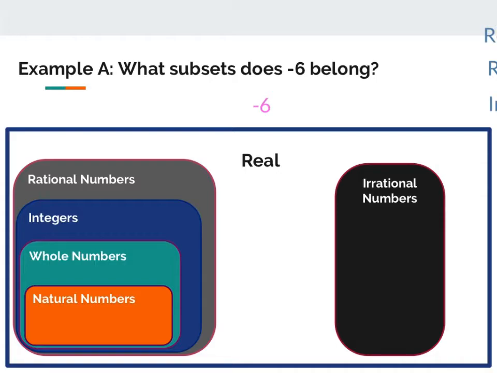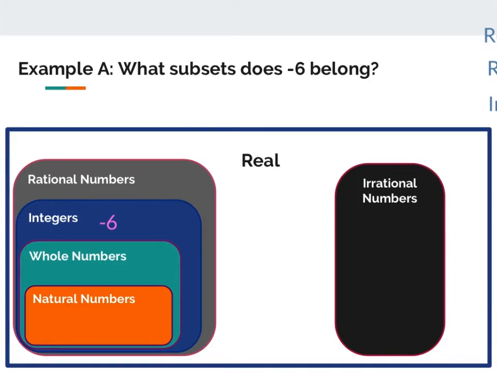So I'm going to take a look at my negative 6. I've got no fractions, no decimals. So I know that it's at least rational, but it's negative, so I know that it can't be a natural number. It's not 0, so I know it's not whole. So I know that negative 6 is an integer. But I have to write not just integers, because it doesn't ask me what one subset describes it the best. It tells me to list all of the subsets that it belongs to.